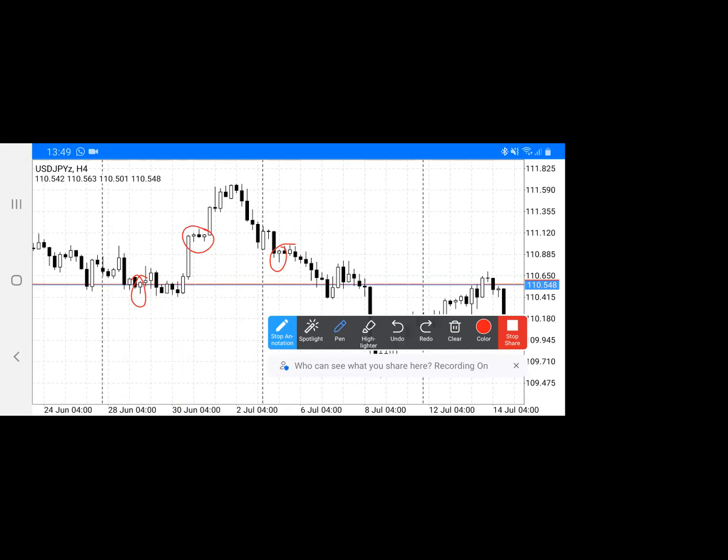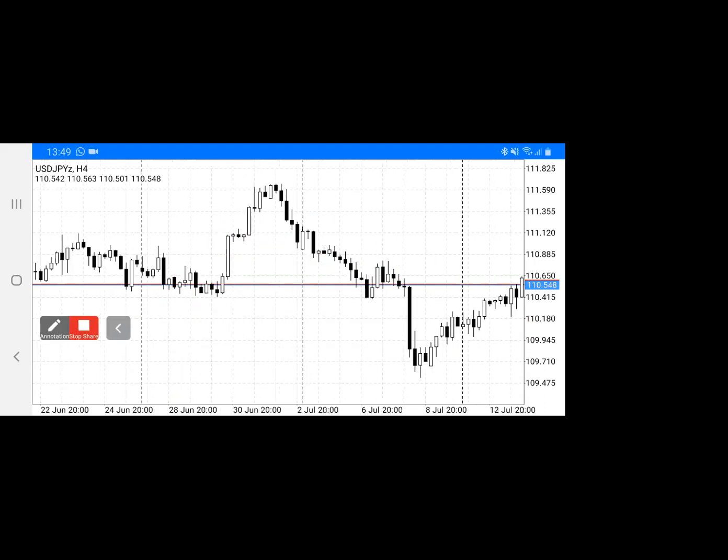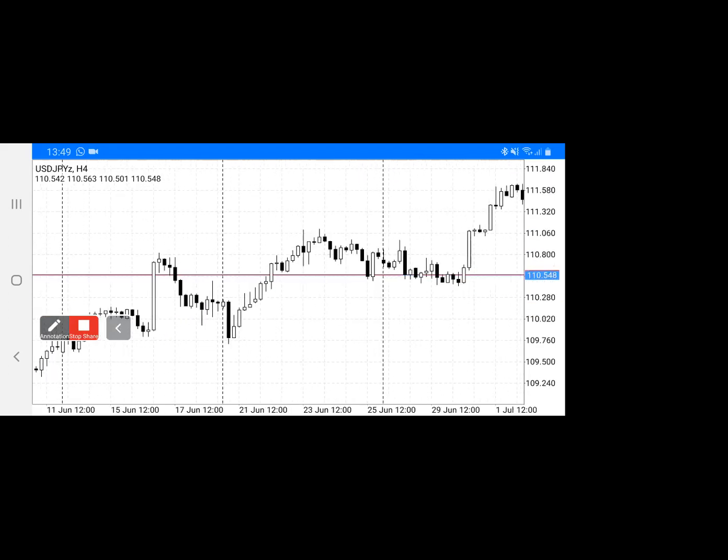Now, again, this hammer, look what happens next. Price continues upwards. This hammer, price drops down a tiny bit, but then it goes upwards. This hammer, price goes down. Yeah, so it doesn't always work. It's not always by force. Let's keep going and see if we can find a better example of a hammer.